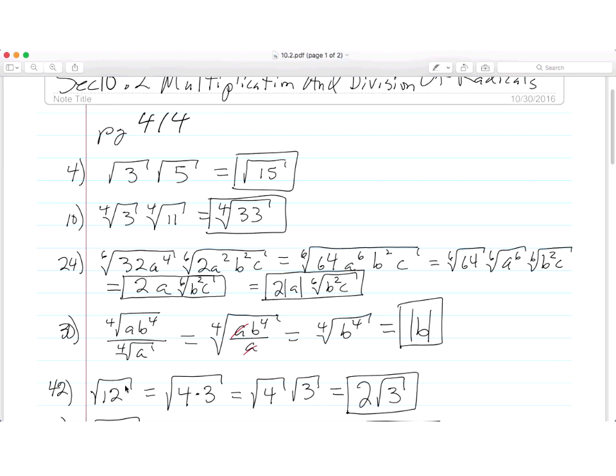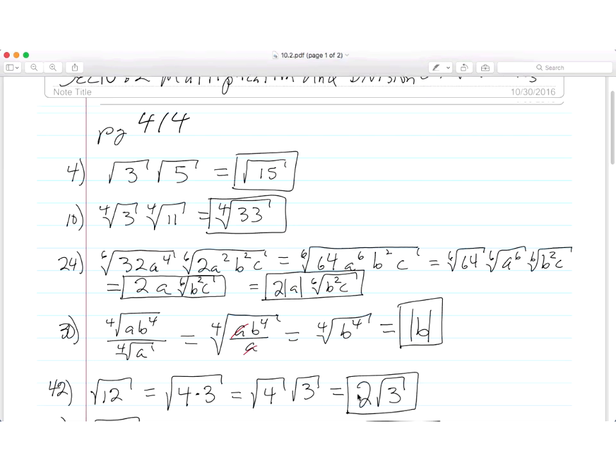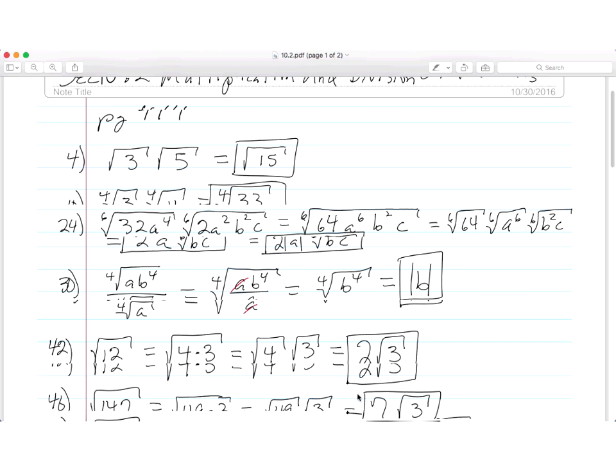Well, let's write 12, the radicand, as the product of two terms, one of which is the largest perfect square factor. And so let's write 12 as 4 times 3. And so the square root of 4 times 3 is the same as the square root of 4 times the square root of 3, but the square root of 4 is 2. And so I have 2 rad 3.